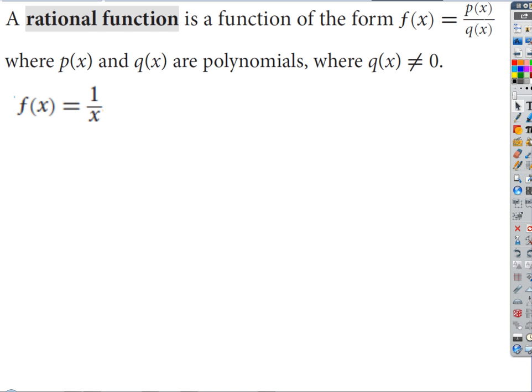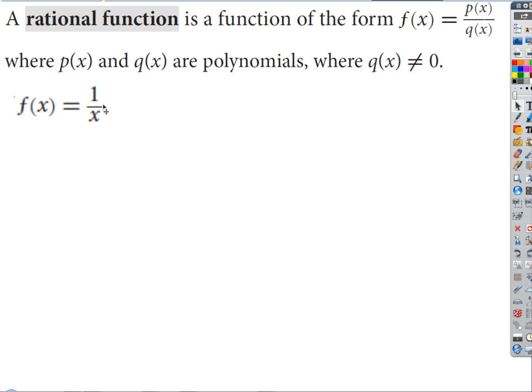So, definition of a rational function. Ratio means fraction, right? So a rational function is any function that can be written as a fraction or a ratio of polynomials, a polynomial divided by a polynomial, okay? So f of x, if p of x and q of x are both polynomials, then their quotient would be a rational function. Okay, so the simplest rational function is a special function, 1 over x.